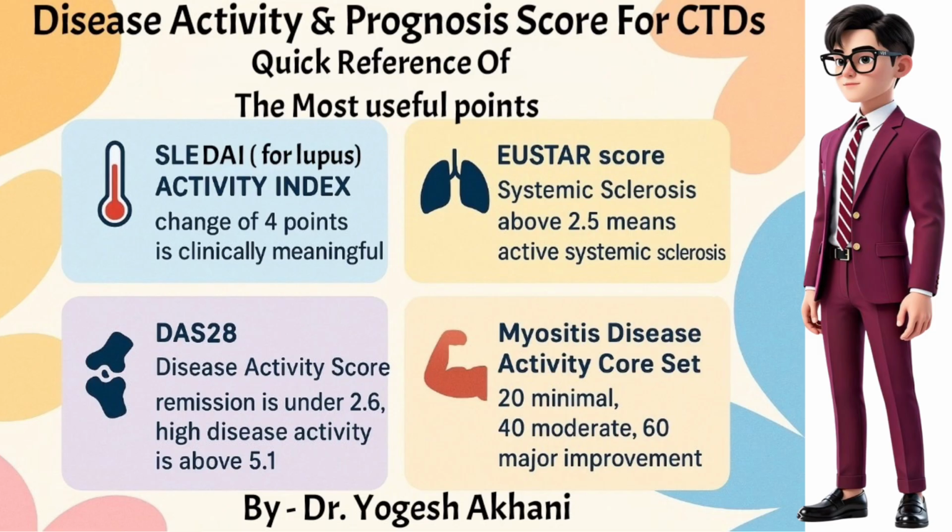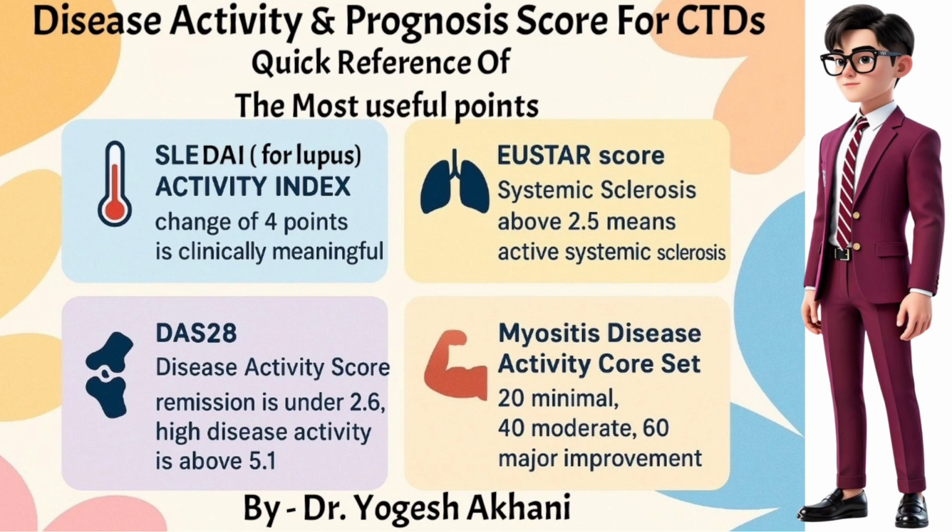Myositis disease activity core set. Finally, let's talk about myositis. Here we use the core set measures developed by IMACS and ACR EULAR. It's not just one number, it's 6 domains: physician global, patient global, muscle strength, muscle enzymes, physical function, and extramuscular disease.